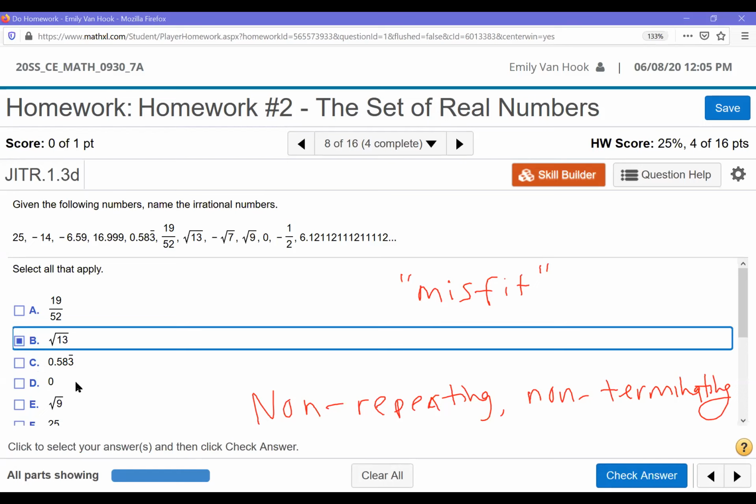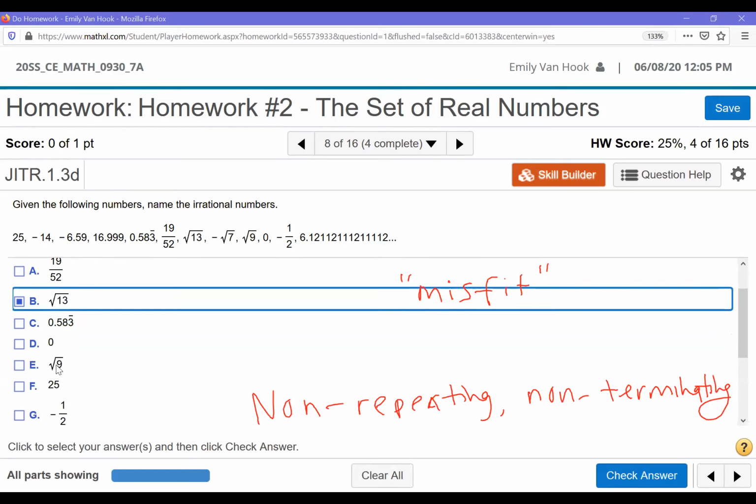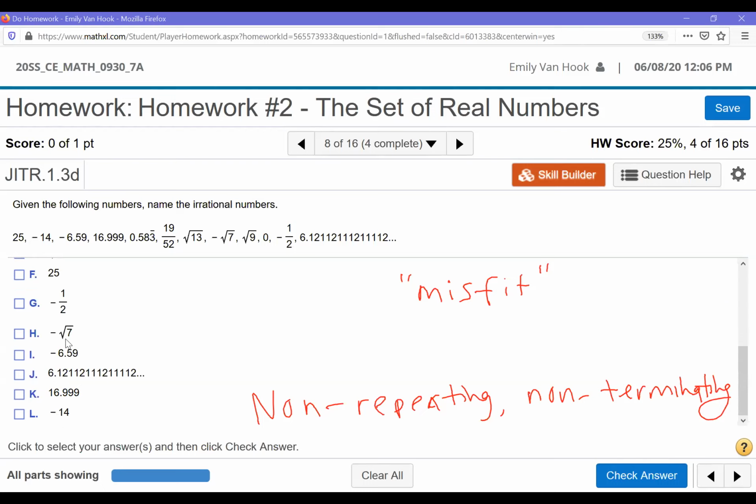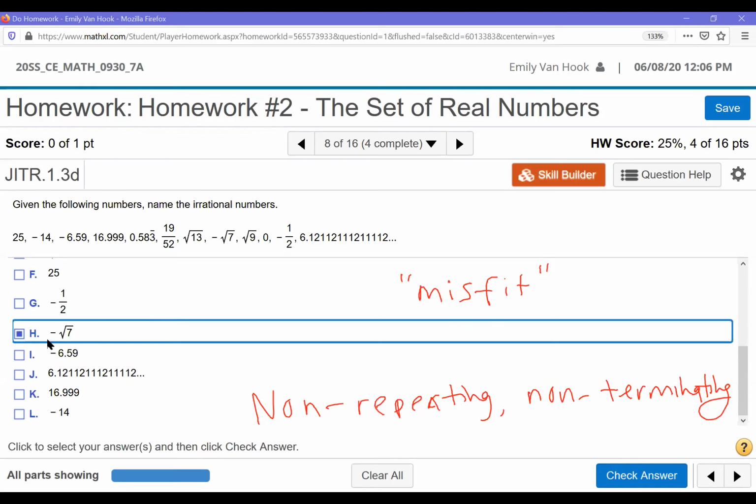This is repeating. Okay, square root of 9, that's 3. So that is a natural number. It definitely does not go on forever and it does not repeat. It's just 3 or 3.0. So I'm not checking that one. Okay, this square root of 7 right here, it has a negative in front. Still, it's irrational, whether it's negative or positive. This is another square root that does not come out to a nice number. It's a non-repeating, non-terminating decimal.